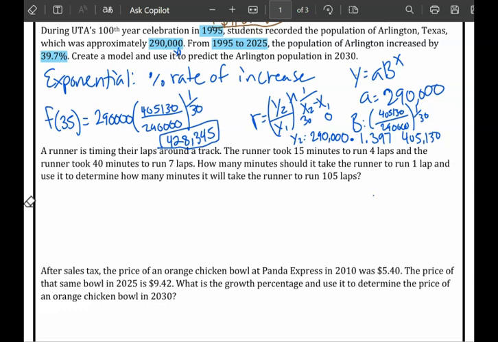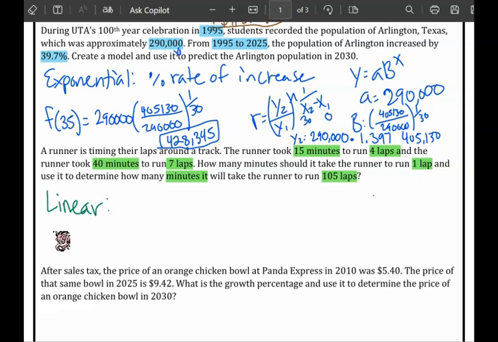A runner is timing their laps around a track. The runner took 15 minutes to run 4 laps, and the runner took 40 minutes to run 7 laps. How many minutes should it take the runner to run 1 lap, and use it to determine how many minutes it will take the runner to run 105 laps? This function is linear.